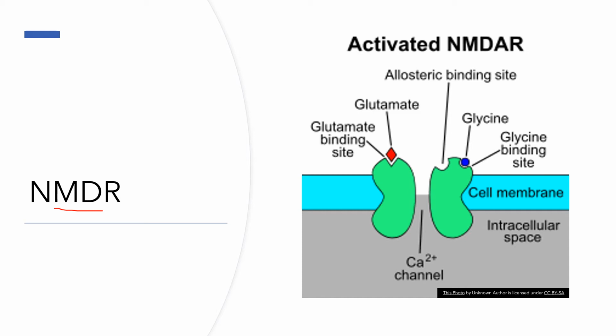That means it will open the calcium channel. Calcium can flow from outside to the inside of the cell, making it more positive, making it more prone to activation, stimulation, because normally the inside of the cell is negative, and if I add positive to it, it will become less negative. That means it can cause the stimulation.